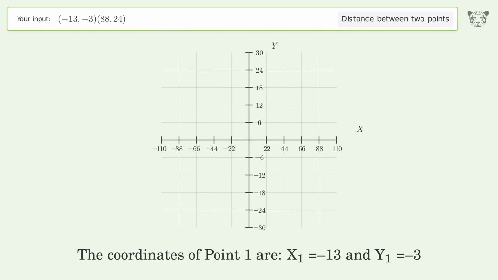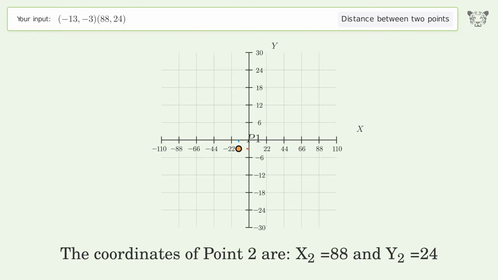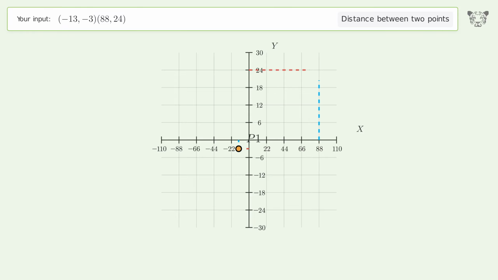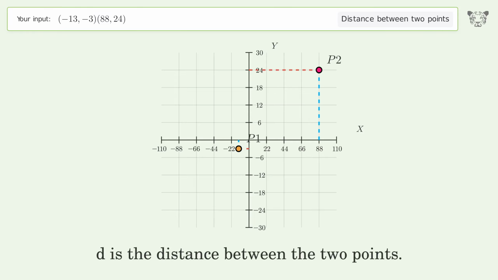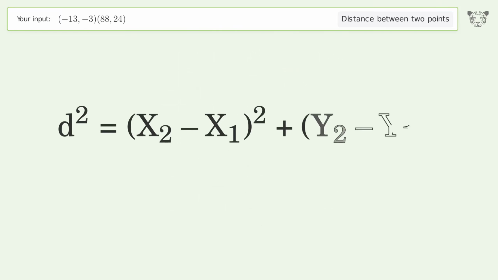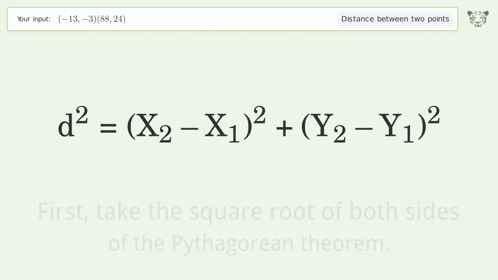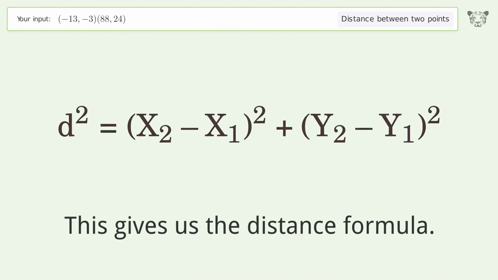The coordinates of point 1 are x1 equals -13 and y1 equals -3. The coordinates of point 2 are x2 equals 88 and y2 equals 24. D is the distance between the 2 points. First, take the square root of both sides of the Pythagorean theorem. This gives us the distance formula.